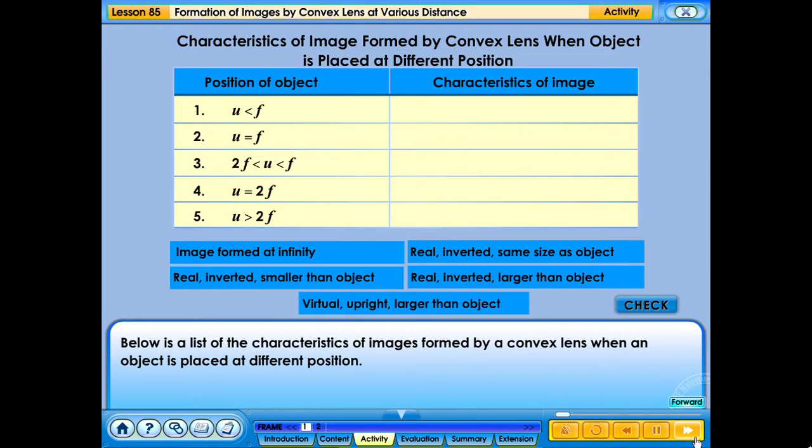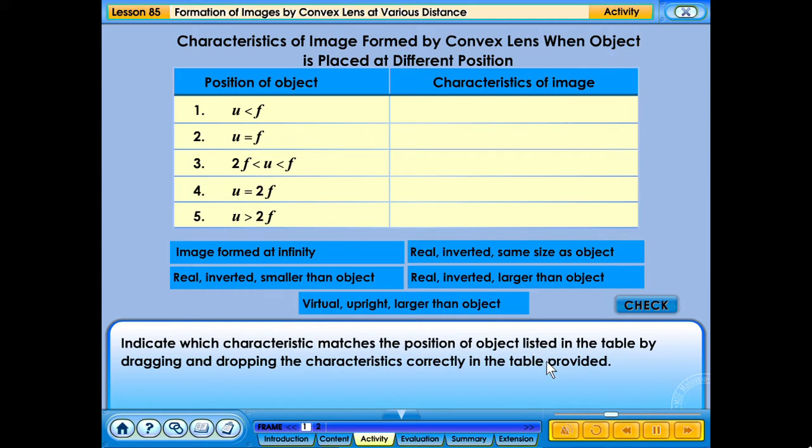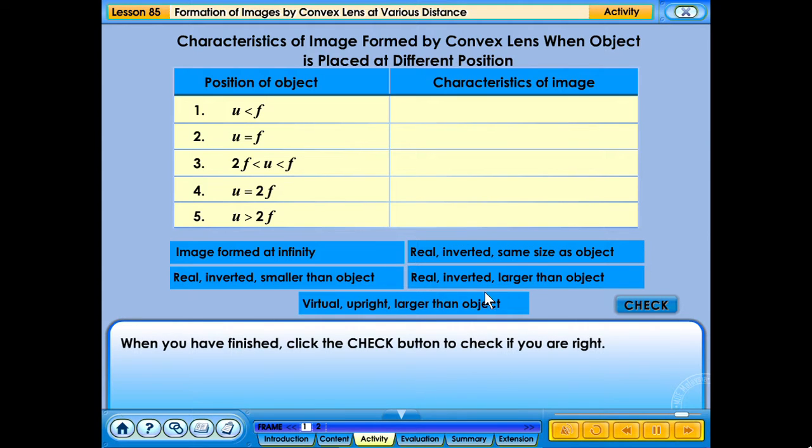Below is a list of the characteristics of images formed by a convex lens when an object is placed at different position. Indicate which characteristic matches the position of object listed in the table by dragging and dropping the characteristics correctly in the table provided. When you have finished, click the check button to check if you are right.